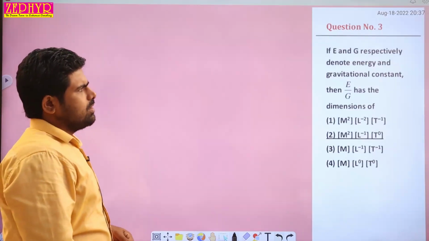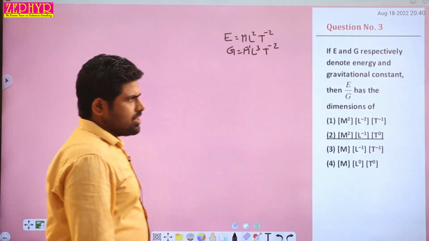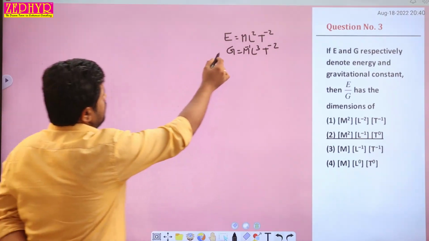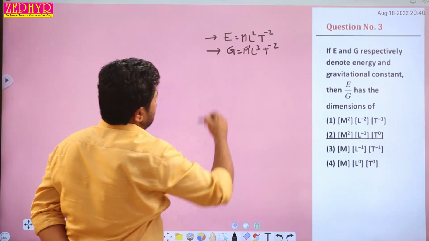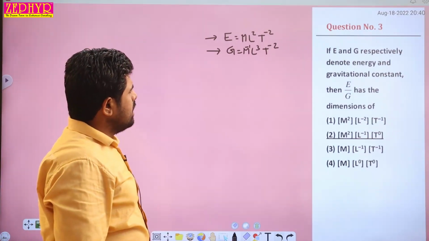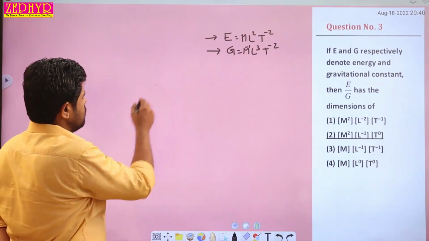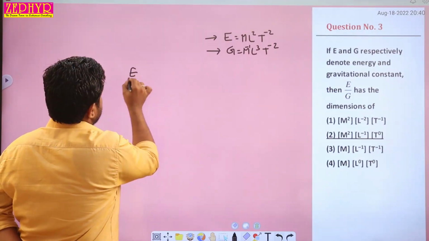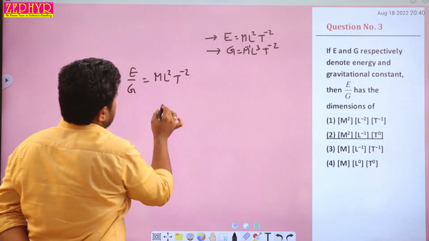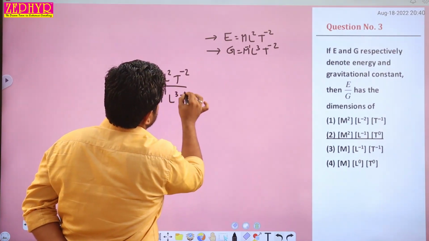Then the next question: if E and G respectively denote energy and gravitational constant, then E divided by G has the dimension of. Here we know the dimension of energy and gravitational constant. E is equal to m L square t raised to minus 2. G is equal to m raised to minus 1, L raised to 3, and t raised to minus 2. So E divided by G means m L square t raised to minus 2 all divided by m raised to minus 1, L raised to 3, t raised to minus 2.